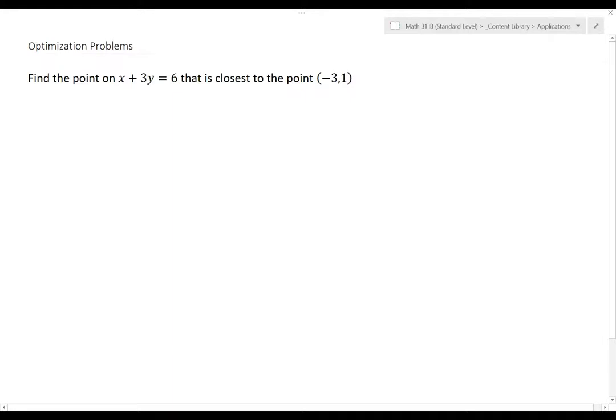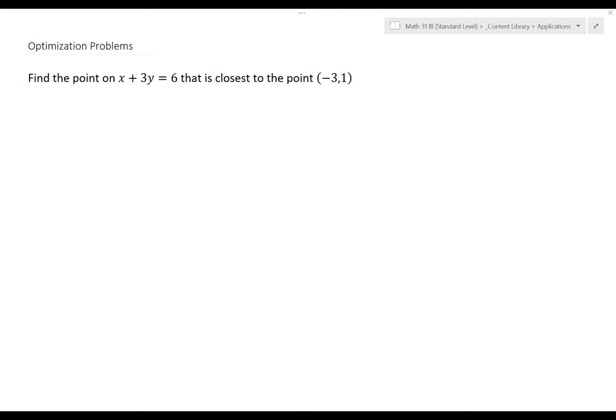Hello. In this video, we're going to look at some optimization problems. Now, you've already done optimization problems when you were learning about quadratics. Finding a maximum or a minimum of a quadratic function was as simple as finding the vertex of that function. And we know that we can find a vertex using a derivative. Where is the slope of the function equal to 0, or where is the derivative equal to 0?